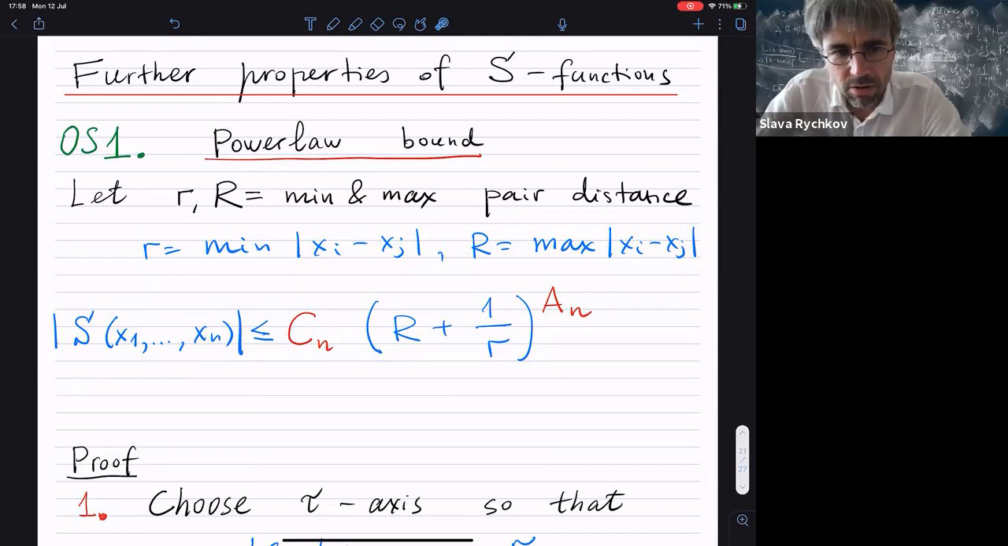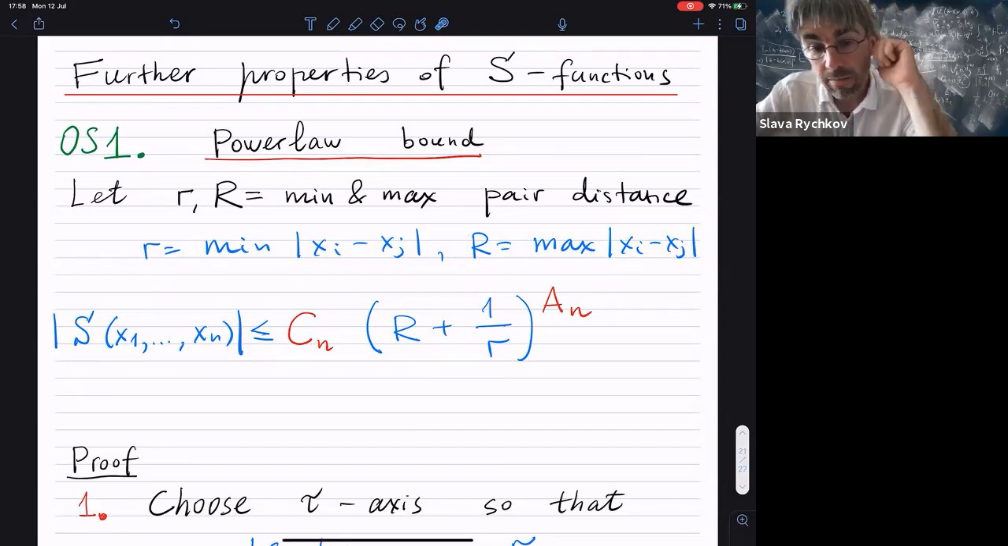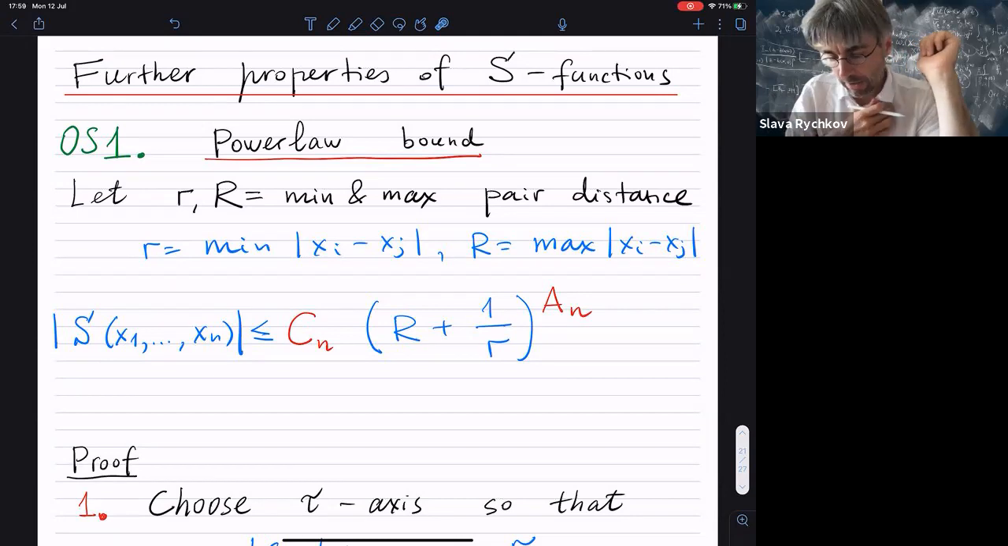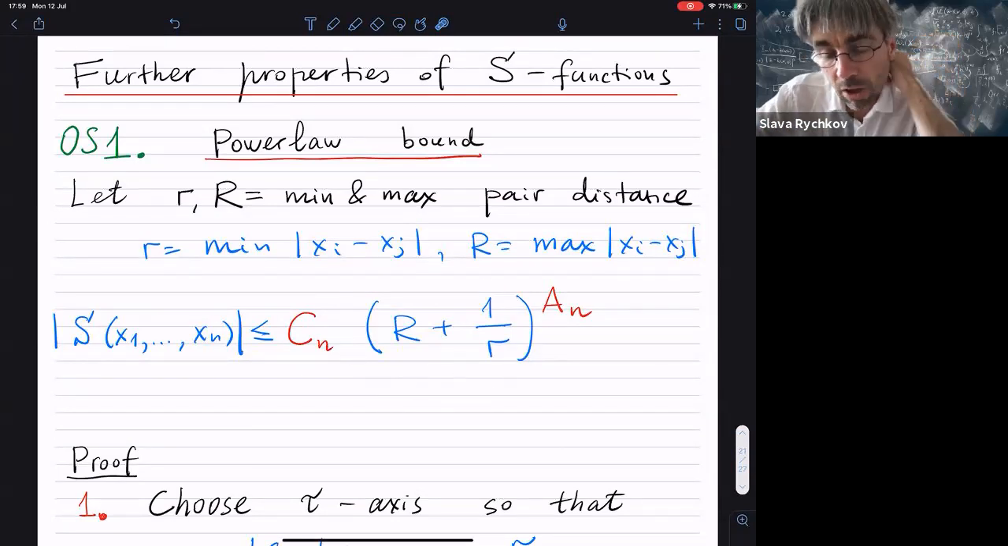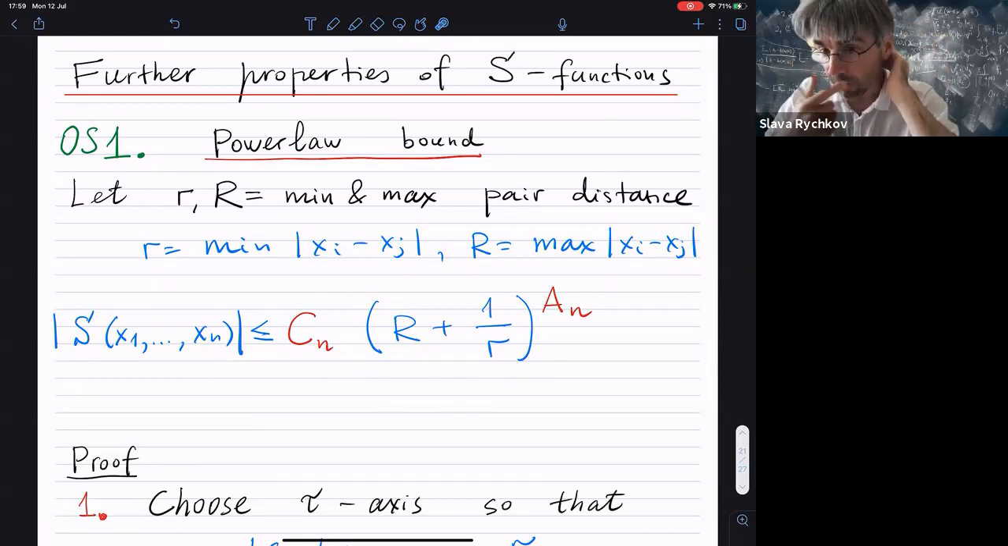It means that if you take n points, and let me define the smallest pairwise distance small r and the biggest pairwise distance big R, then for any n-point Schwinger function that we defined, there is a bound. It's bounded by some constant c_n, which depends on n, times this number big R plus one over small r, which characterizes very roughly the geometry of the configuration, to some power a_n. These numbers c_n and a_n don't depend on the points, they only depend on the Schwinger function under consideration. So that's a power bound in Euclidean space.